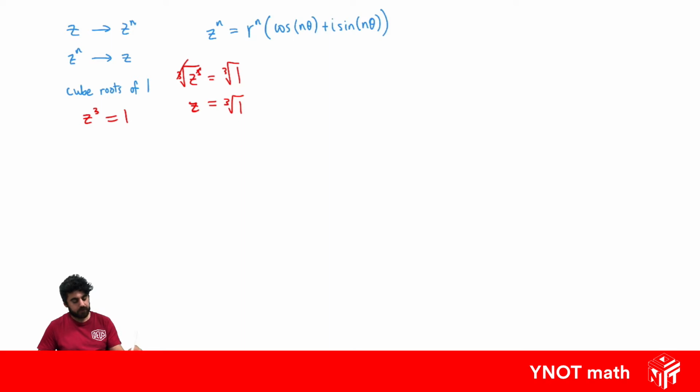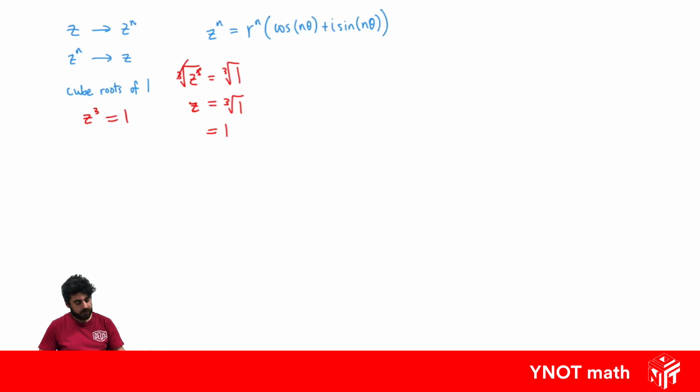Now, in order to solve this for z, the obvious solution is just to cube root both sides, and we actually do get z is equal to 1. So that is one solution, but because it's a cubic equation, we're expecting 2 more solutions. These are the ones we're trying to find, and these will be complex solutions.